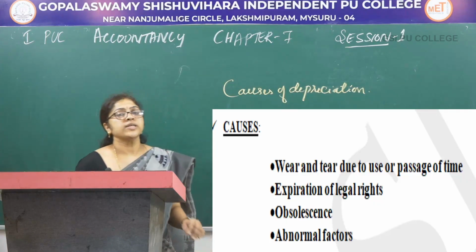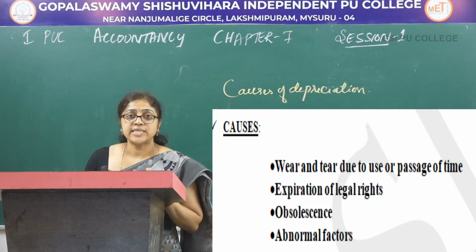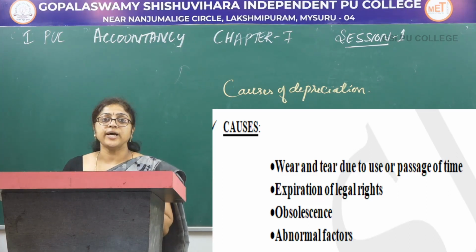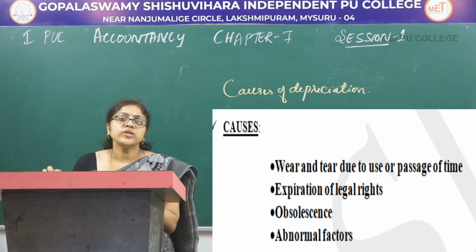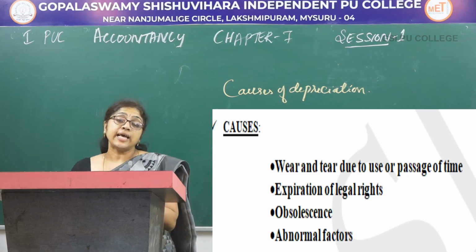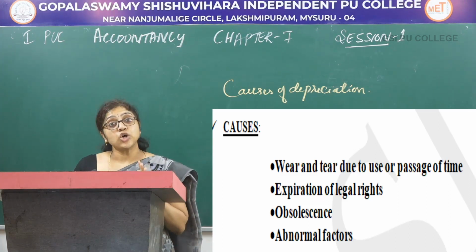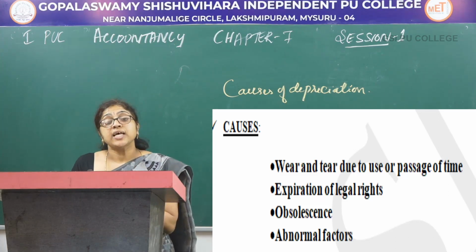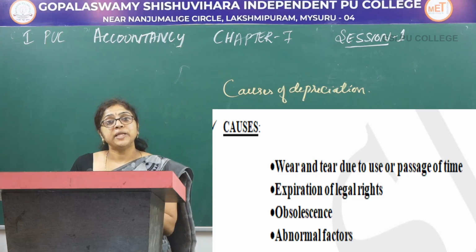Next one, causes of depreciation. First cause is wear and tear due to use or passage of time. Wear and tear means deterioration or consequent diminution in an asset value arising from its use in business operations for earning revenues. It reduces the asset's technical capacities to serve the purpose for which it has been meant.